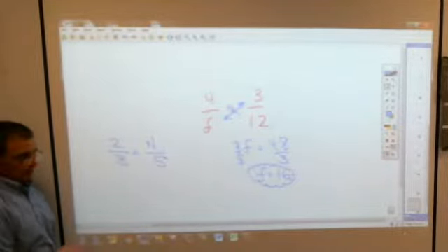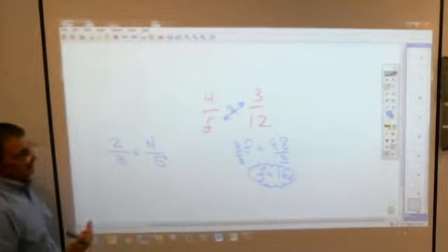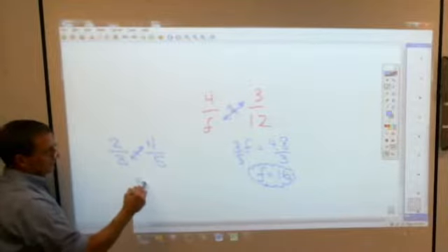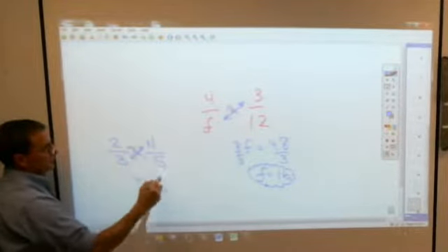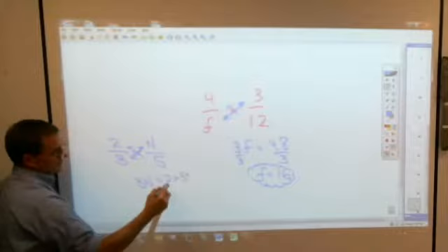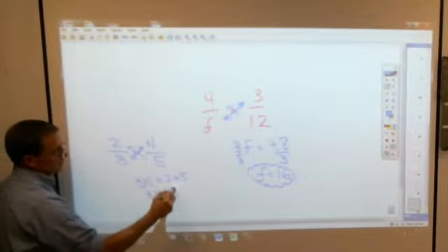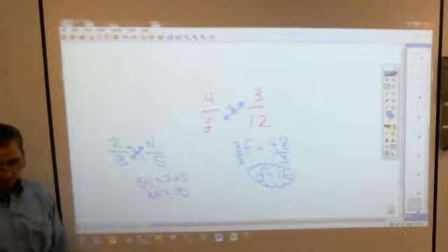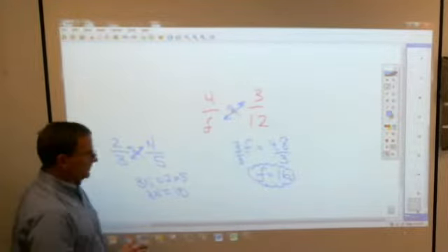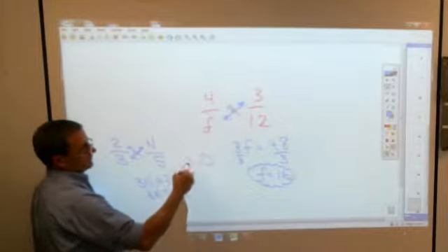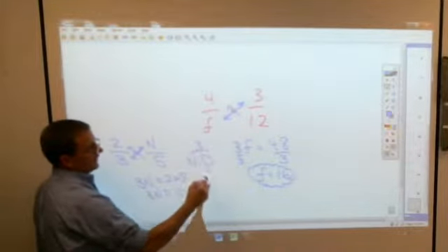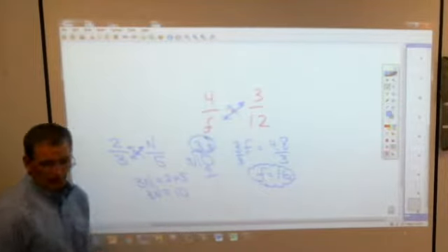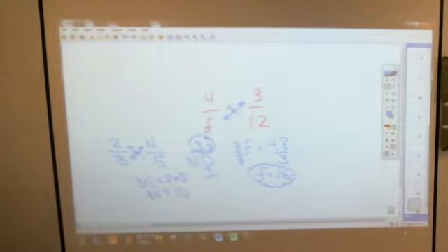The only real way to do this is to do what we call diagonals. You multiply 3 times n, and 3 times n equals 2 times 5. So 3n equals 10. 3 times what number is 10? It doesn't work out evenly, so you actually have to do the division. 10 divided by 3 is 3 and 1/3. Ain't that a scary thought? Anybody scared of that?